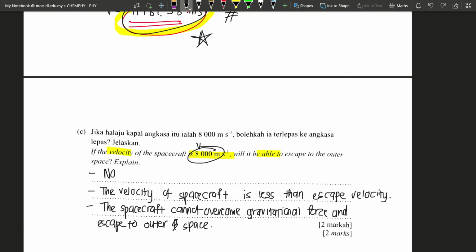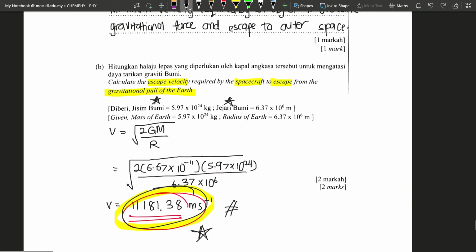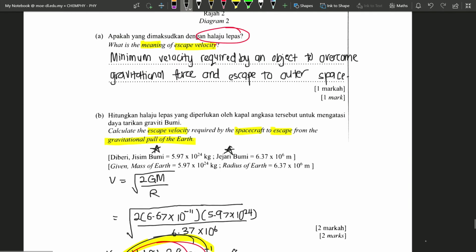So this one memang you guys kena fahamkan betul-betul konsep laju lepas. It is a minimum velocity untuk mana-mana objek dekat mana-mana planet overcome gravitational force and escape to the outer space. Lain planet, lain escape velocity dia.